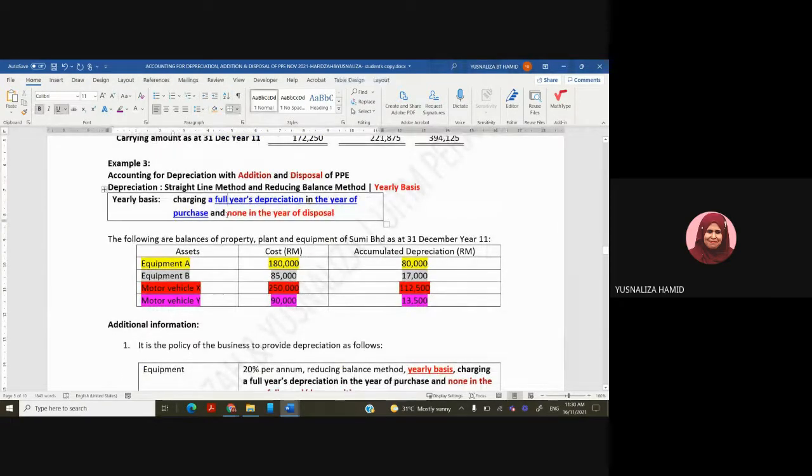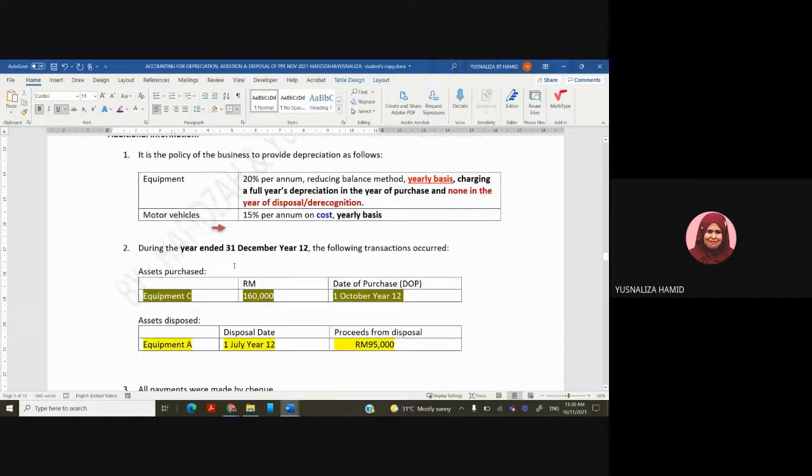And there will be no depreciation, none, in the year of disposal if you adopt yearly basis, regardless of the straight line method, regardless of the reducing balance method. As long as it adopts yearly basis, there is no depreciation for the asset that is being disposed in the year of disposal. You will see that equipment A is the one that is being disposed, right? Equipment A. You dispose that on 1st of July, year 12.